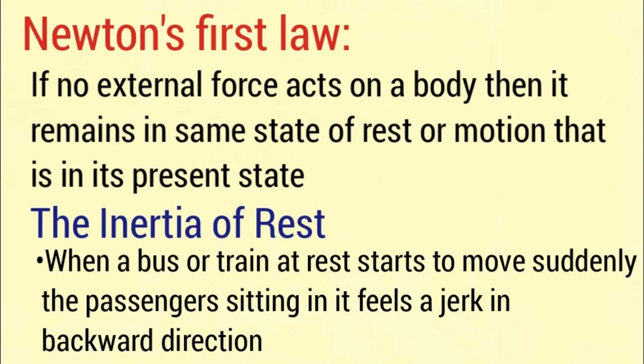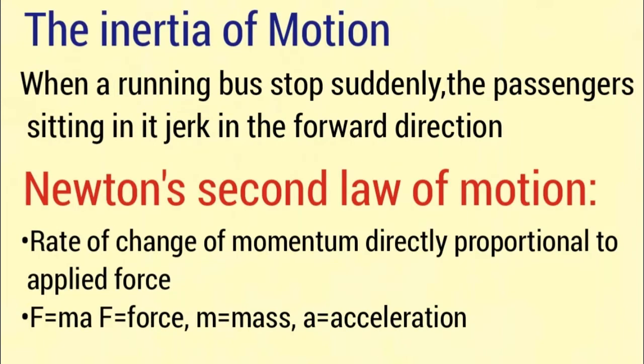That is about the first law. Then the inertia of motion. For example, when a running bus or train stops suddenly, the passenger sitting in it jerks in the forward direction due to the inertia of motion. So understand the difference between inertia of motion and inertia of rest.